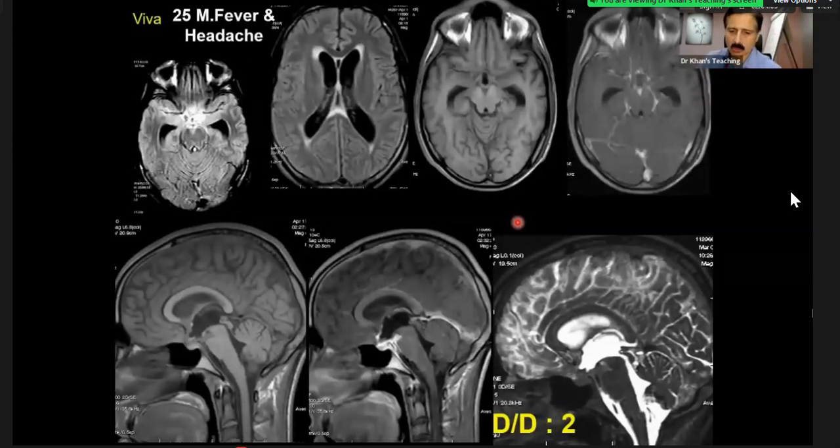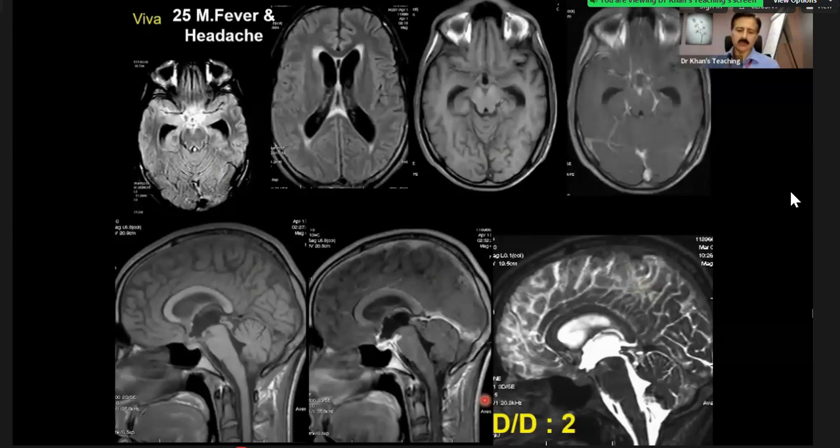Okay, this is a good case, so if you can describe it. Let me, for the audience, tell you the sequences. Here, FLAIR, T1, T1 with contrast, T1 without contrast, T1 with contrast, and this is a CISS sagittal. CISS is constructive interference in steady state. We have covered it when we covered the MR basics.